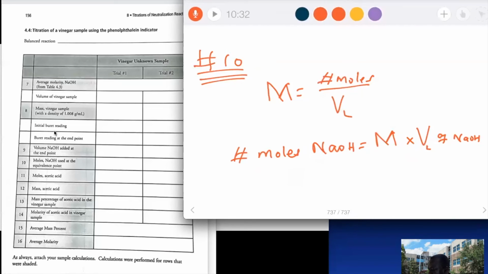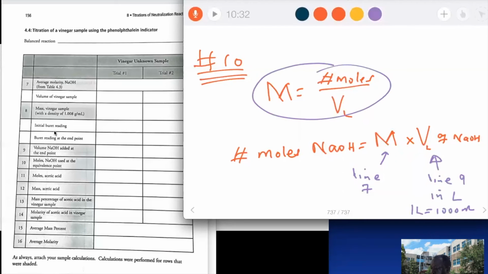Change to liters, line 9. This is line 9 in liters. Remember, 1 liter equals 1,000 ml. That's what you'll use to change line 9 to liters. That will give you the number of moles using this equation. That equation is for line 10.